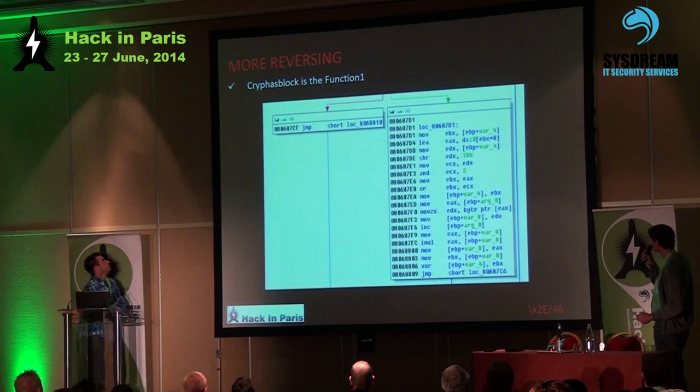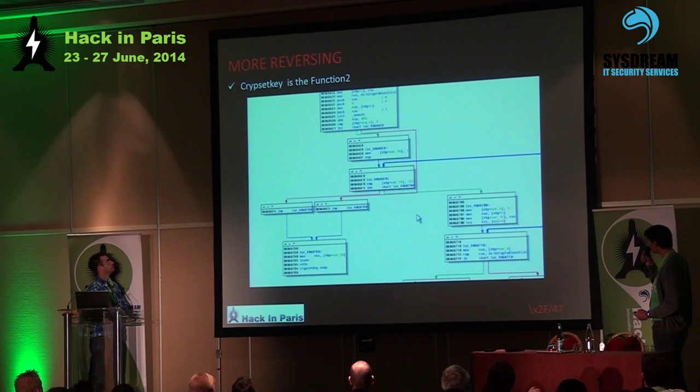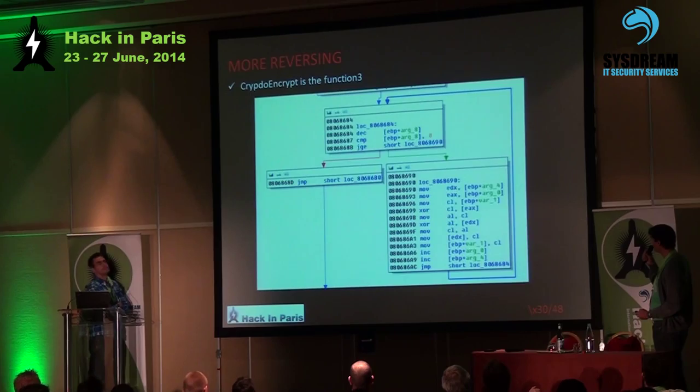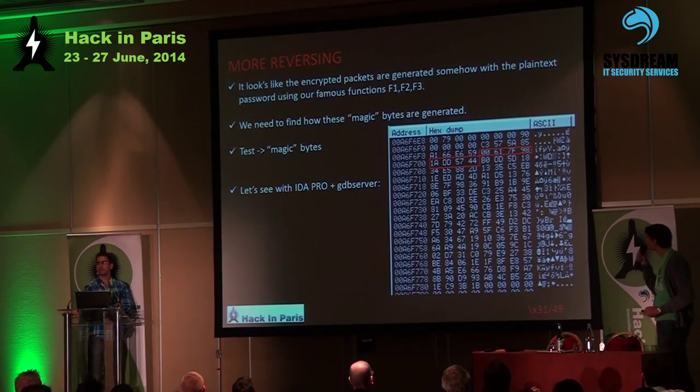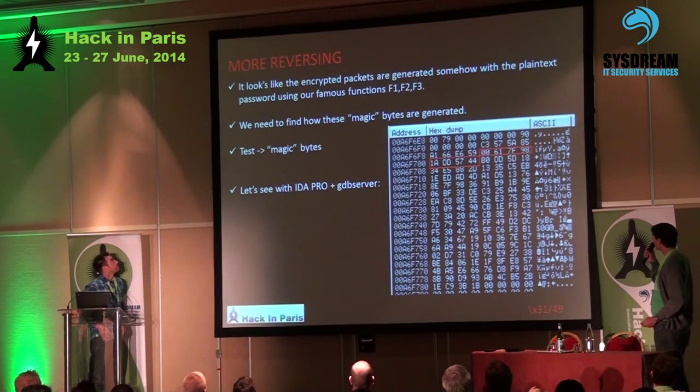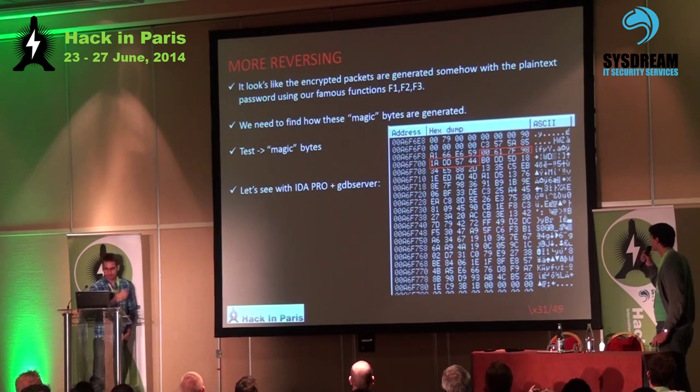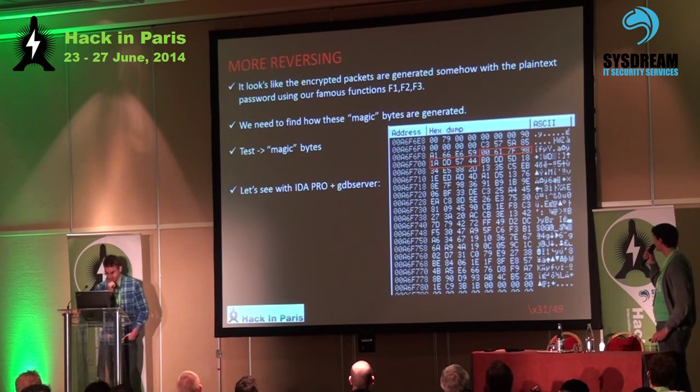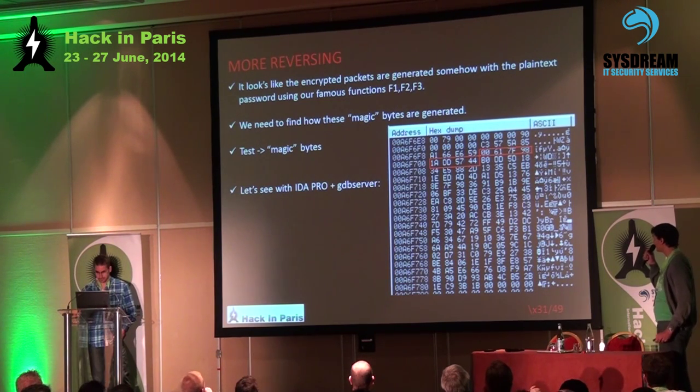Create hash block is function one. Remember function one with the AND operation, and so on. The create set key, we realize that it is function two with many loops. And the create encrypt is function three with the XOR operation, the array, and so on. So it looks like the encrypted packets are generated somehow with the plaintext password using our famous functions 1, 2, and 3. So we need to find how these magic bytes are generated.